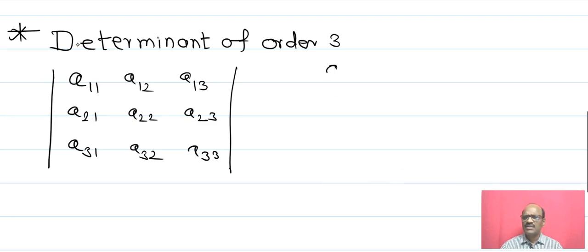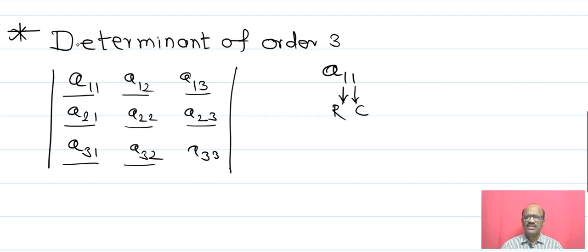And if we take the element A23, it means second row and third column. A33 will be third row, third column. Now the first number denotes the row and the second number denotes the column. In this way you can assign the order of that element. A11, A12, A21 second row first column, A22 second row second column, A23 second row third column, A31 third row first column, A32 third row second column, and A33 third row third column.